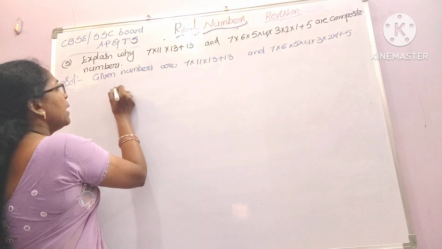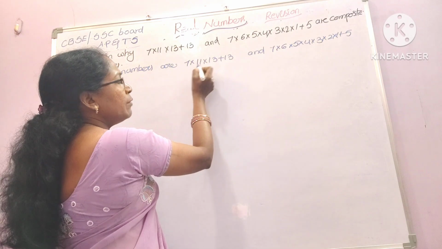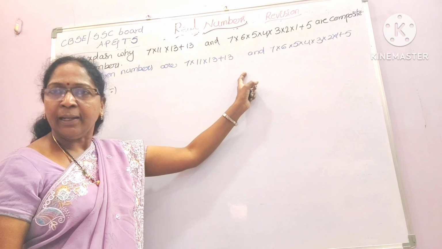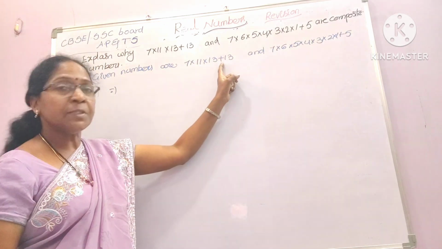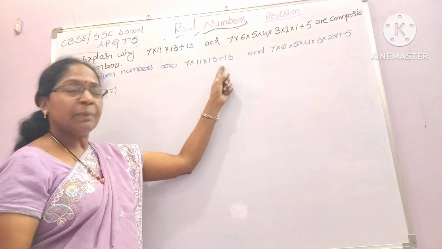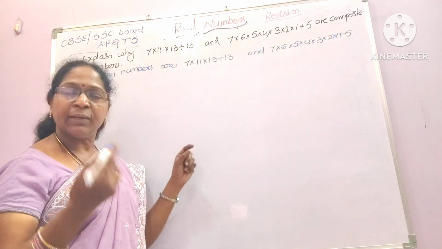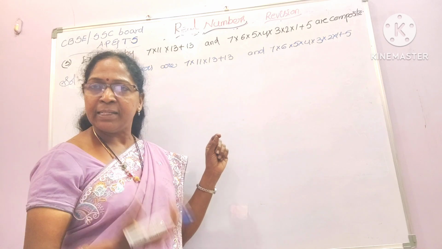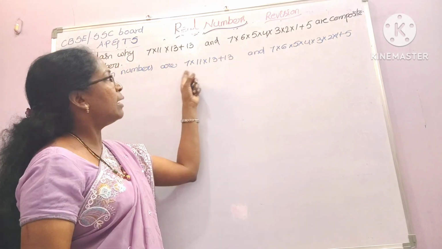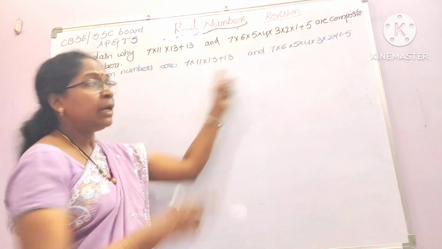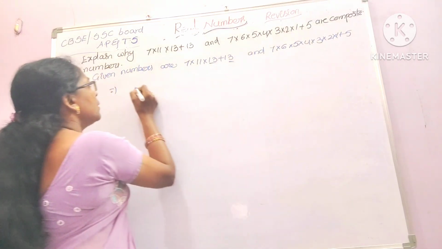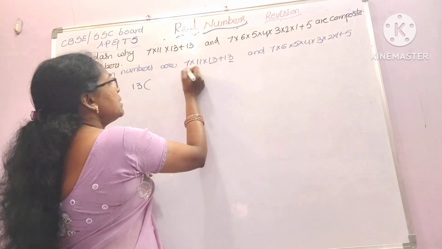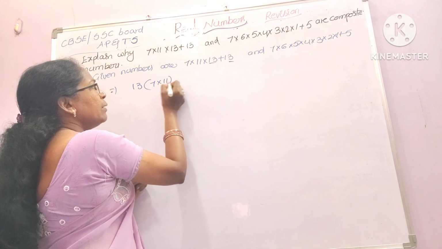The first number is 7 into 11 into 13 plus 13. In this first number, how many terms are there? 2 terms. How can you tell the number of terms? If a plus or minus symbol is there, terms are separated by plus or minus symbols only. Here plus is there, so this entire product is one term and this 13 is the second term. In both terms 13 is common, so 13 can be taken common. Now with 13 common, the remaining numbers are 7 into 11.